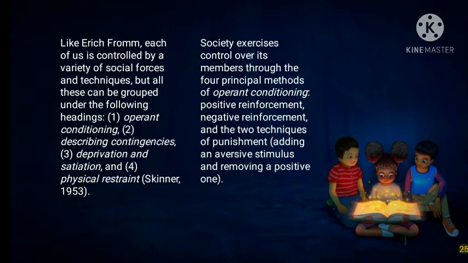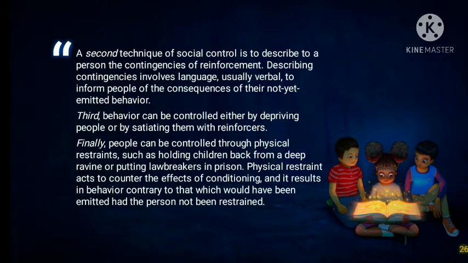One is operant conditioning, second kay describing contingencies, third is deprivation and satiation, and fourth is physical restraint. So maka-exercise og control ang society sa iyang members through operant conditioning using the four principal methods. Next, contingencies that are usually verbal. Ilahang i-inform ang tao sa mga consequences sa ilang behavior nga wala pa gani nahitabo.